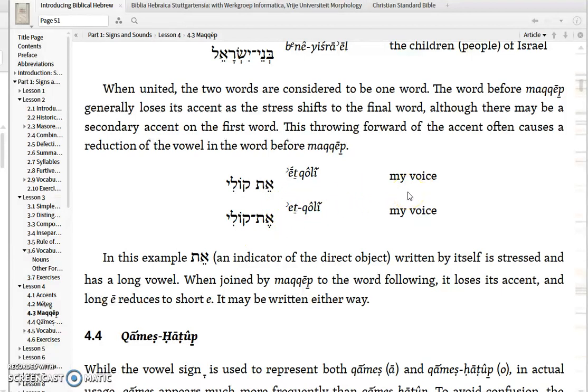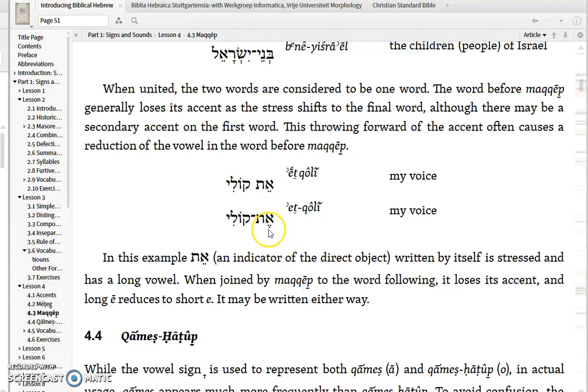So my voice as an object of a verb, as it turns out, you have a direct object marker et. And so if you say that God heard my voice, you could say God heard et koli. Et koli, 2 different words, 2 different accents. But very often they will slur it together and you'll get God heard et koli. And so et koli, 1 accent, very last syllable, and that is marked by a makef.